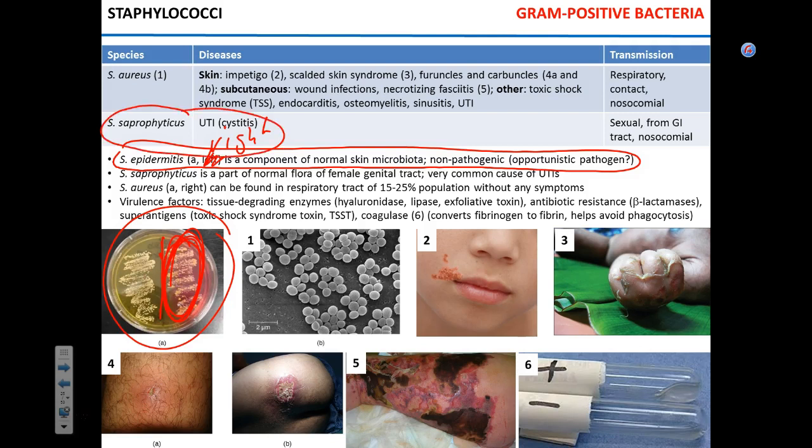Staphylococcus saprophyticus can be found in the GI tract and can cause urinary tract infections. How can it get from the GI tract to the urinary tract? Yeah, bad hygiene. Also unprotected anal sex for males. That's the way, okay? So it's strictly a urinary tract infection.